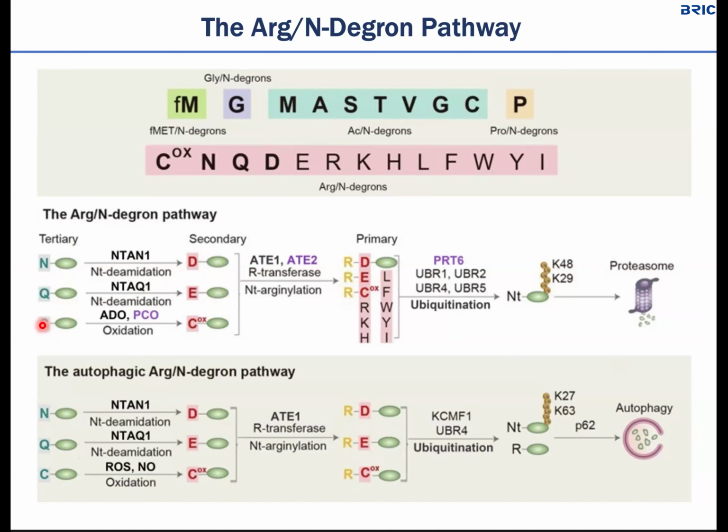Additionally, the N-terminal cysteine residue can be oxidized by oxidases as well as reactive oxygen species into sulfinic and sulfonic acid, which are then N-terminally arginylated by ATE1. Thus, depending on their status, N-degrons can be characterized as tertiary, secondary, or primary.